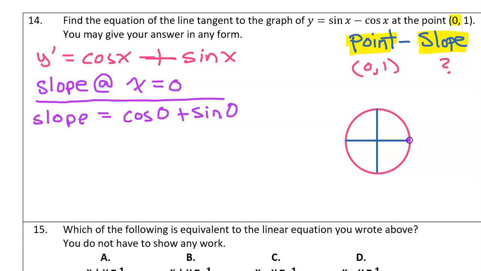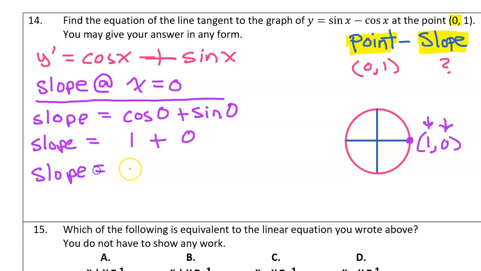0 is over here on the unit circle. This is the point (1, 0). Cosine is the x value, sine is the y value. So that means the slope at x equals 0 is going to be 1 plus 0. The cosine of 0 is 1 and the sine of 0 is 0. Therefore, the slope at x equals 0 is 1.